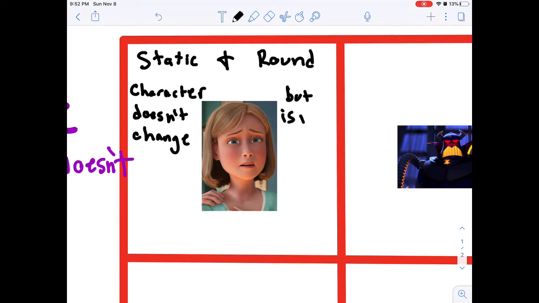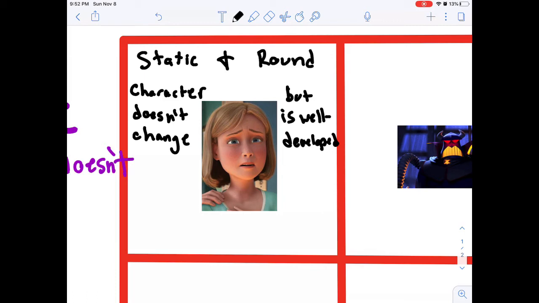But is well developed. So again, she doesn't change. We don't see her go through a lot of different movements in the story. She sort of remains the way that she is. We don't see her motivations change or really her actions change. She's always the same person throughout the whole story. But she is well developed.